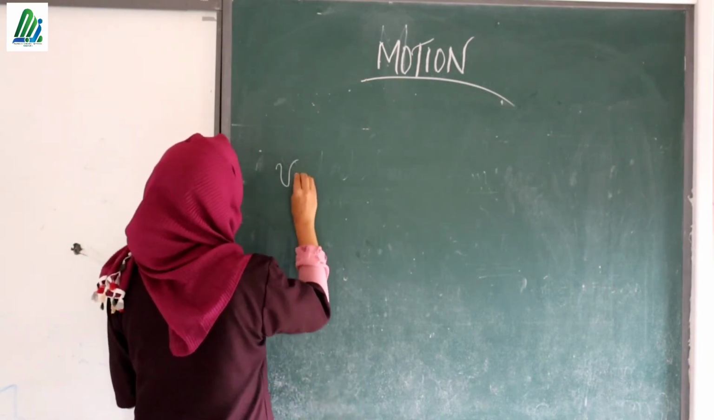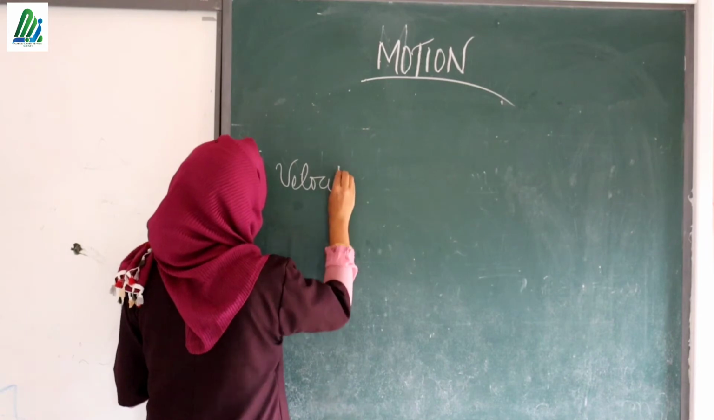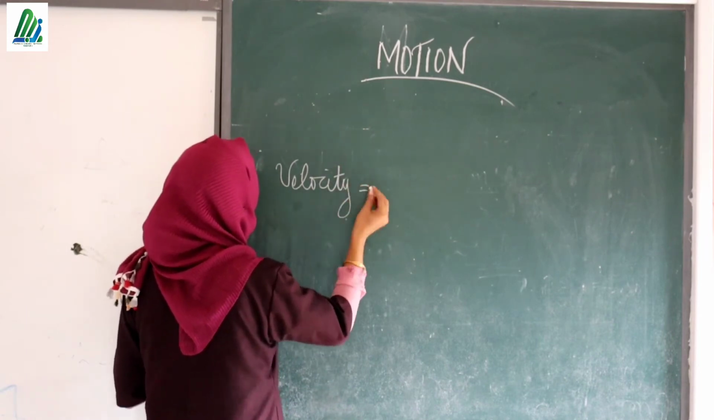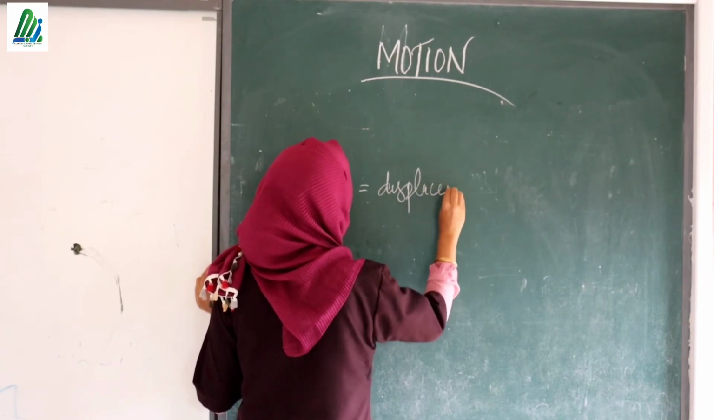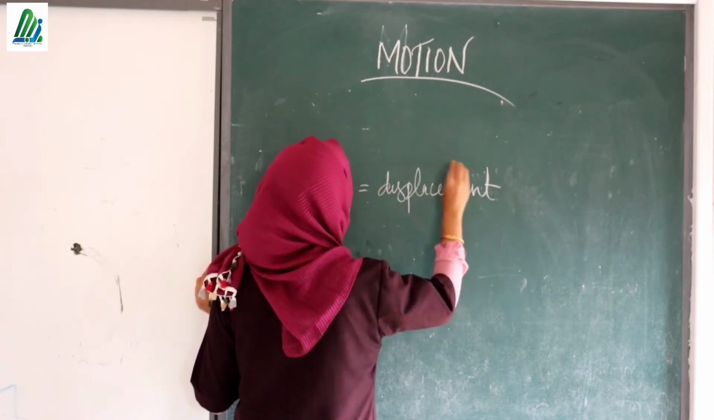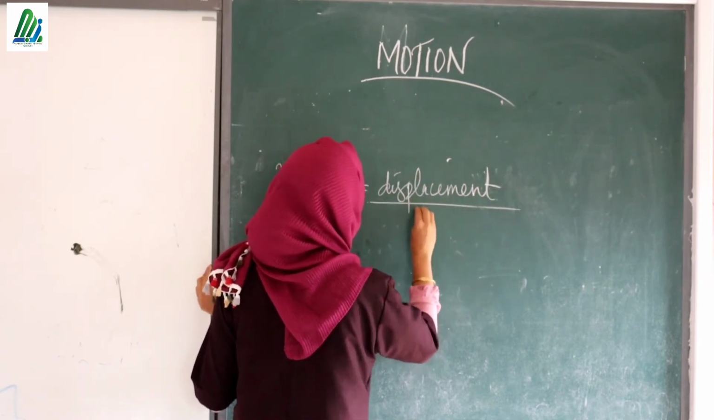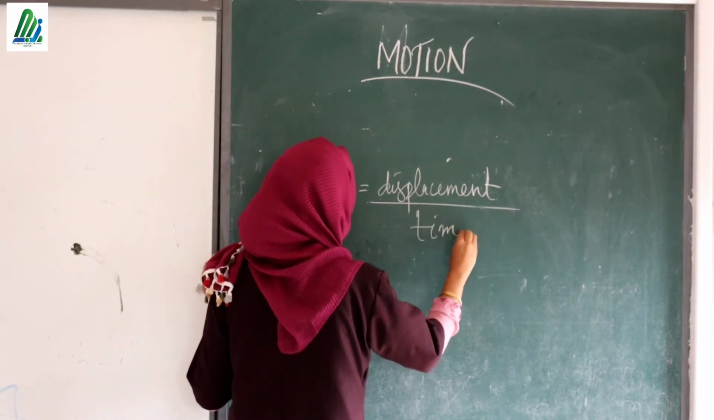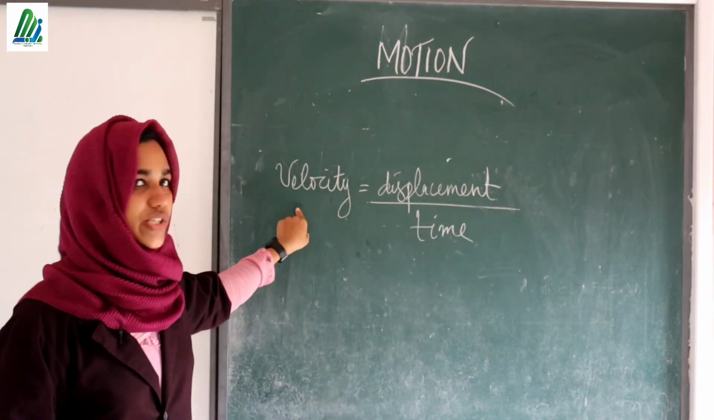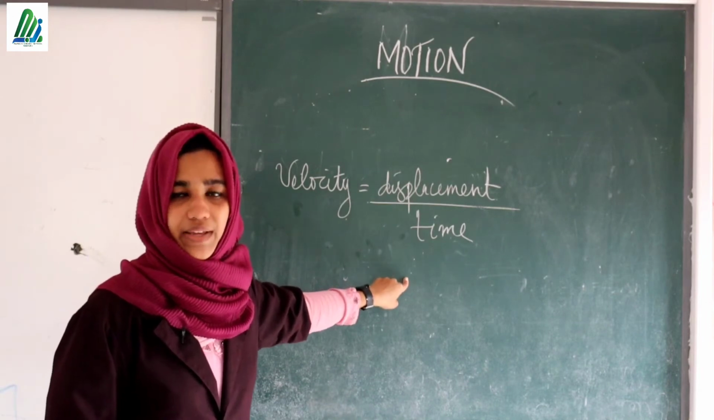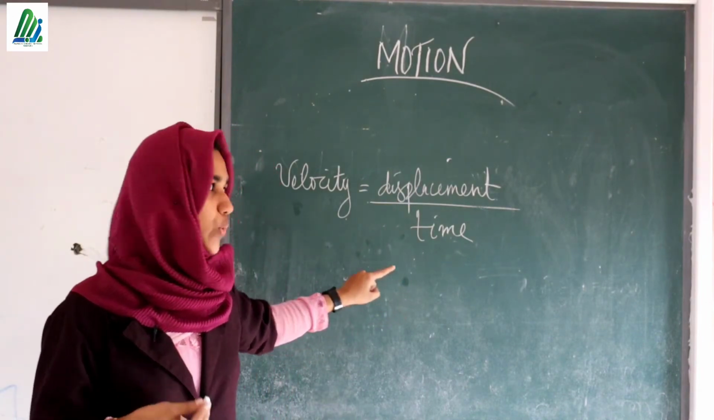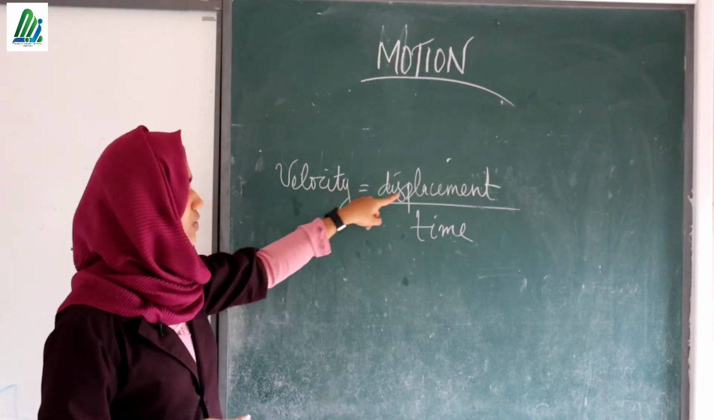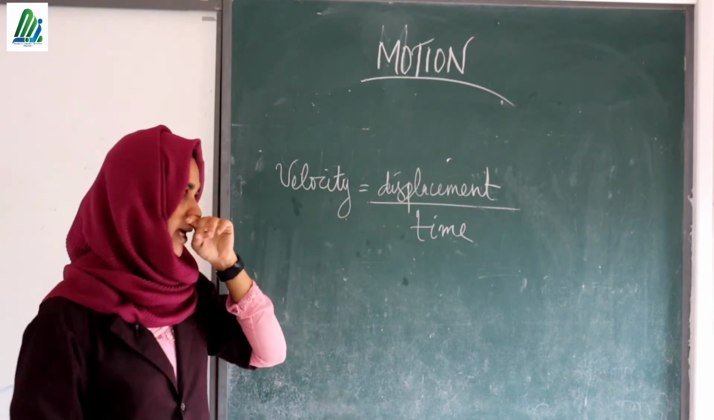Okay, so we can write velocity is equal to displacement by time. Velocity is the displacement in unit time. So I wrote velocity is equal to displacement by time.